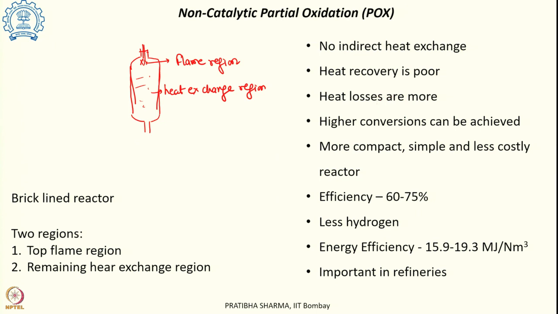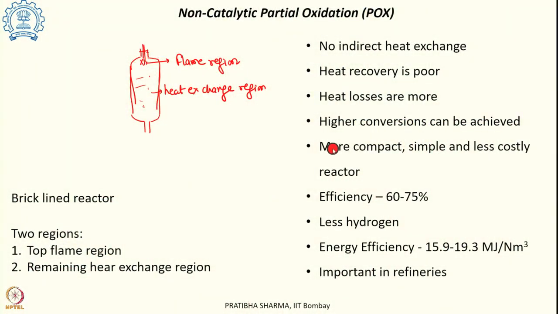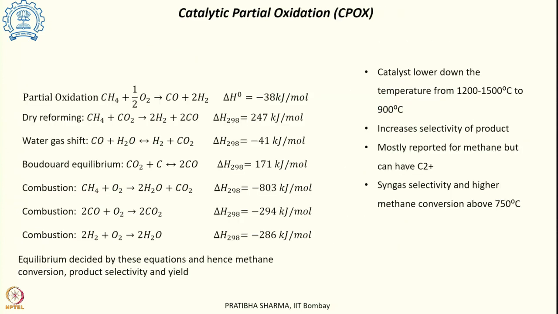But since the reaction conditions are very high temperature conditions, the kinetics of the reactions are faster, and the conversions are better. So, the methane conversion achieved in the process is high. Compared to SMR, the number of heat exchangers is less, as such the design becomes compact, simple, and the reactor is less expensive. If we see the efficiency of the process, this is somewhat between 60 to 75%. However, the hydrogen which is being produced in the process is lower in content. Energy efficiency 15.9 to 19.3 megajoule per normal meter cube, and this is an important process in the refineries.